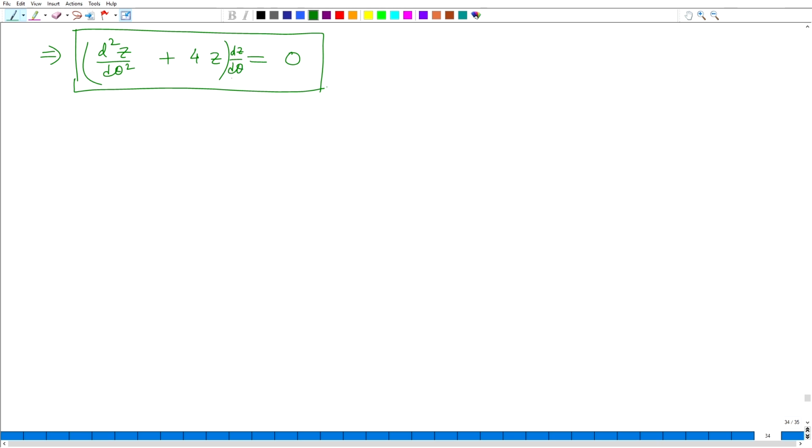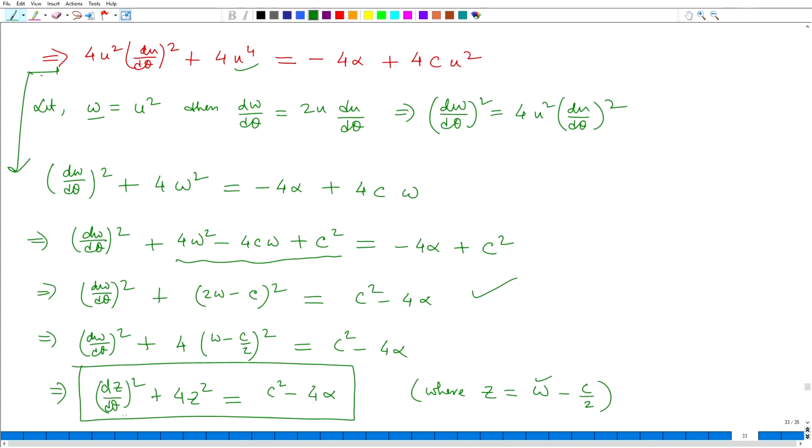But dz/dθ, for instance, I am just assuming dz/dθ to be not equal to 0, and why, you have to think, and you can tell me later. We get d²z/dθ² + 4z = 0, because this c² − 4α is just a constant.